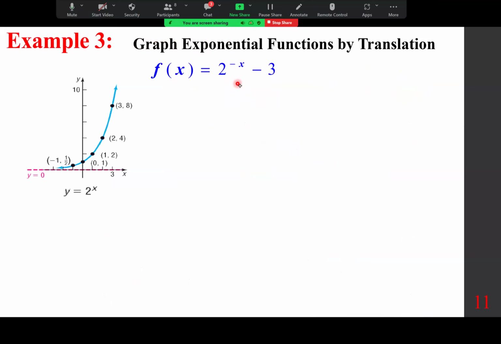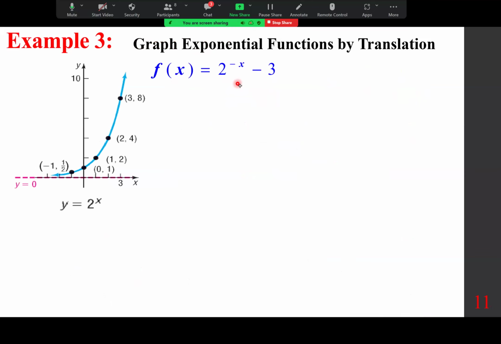So we start with the basic y equals 2 to the power of x. You can even start with 2 to the power of minus x, which looks like that. Either way, there are different ways of approaching it. You can go to this one, or you can apply the negative 3, which means if you subtract 3, this function shifts down by 3 units.